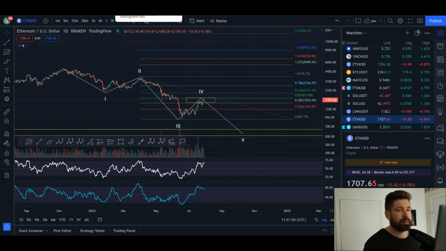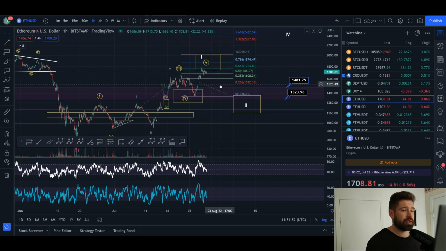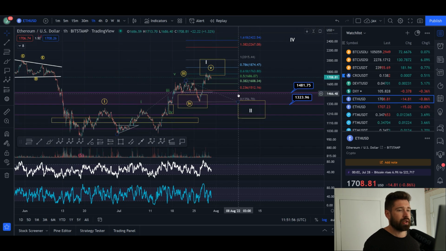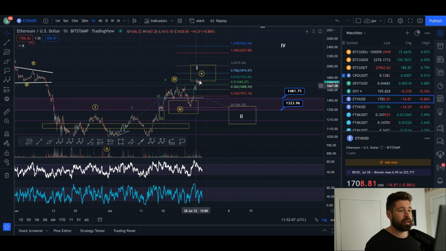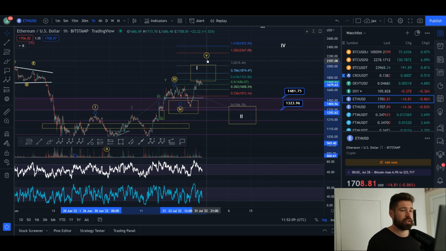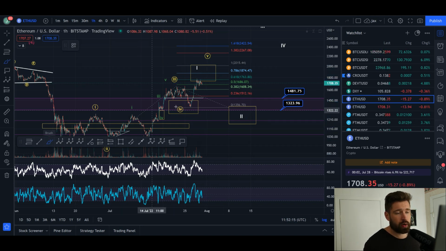All right, guys, that's basically it for ETH. If you see us start to come down and we lose this support of about 1495, then we could be looking at a wave 2 pullback. But if we only see a small pullback here or we see continuation, then we're still looking to complete that wave 5.